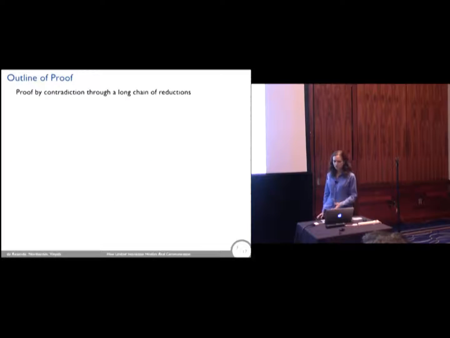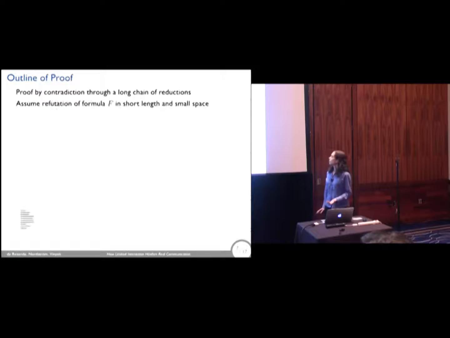So let's see an outline of the proof. This will be a proof by contradiction through a long chain of reductions. And we start by assuming that a certain formula F has a refutation in short length and short space simultaneously.